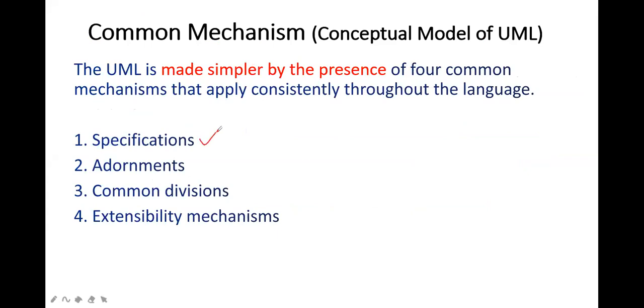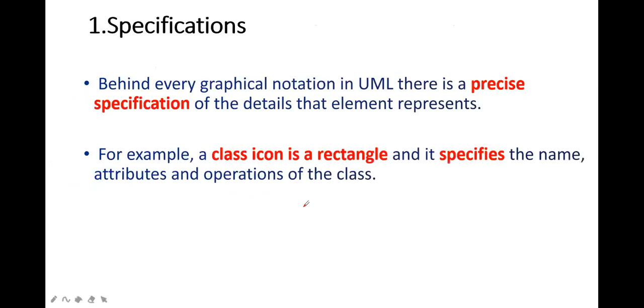There are 4 points: specification, endowments, common divisions, and extensibility mechanism. We are just going to see what these actually are. First one is specification. What is a specification? Specification is going to give you precise detail about an element which is represented.